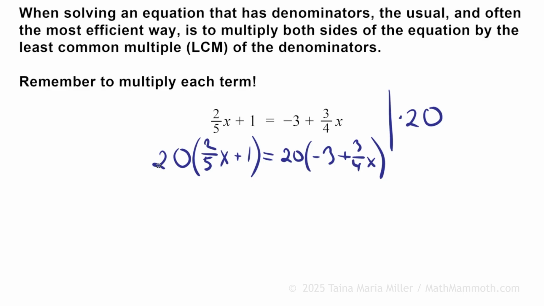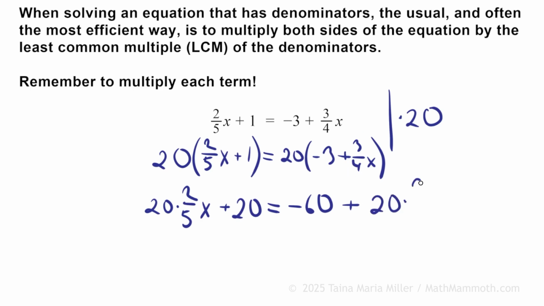And now we simplify here and simplify here separately. So we get 20 times this term and 20 times 1. Again, writing the entire step out in full, 20 times 2/5 times x, and then plus 20 times 1. So I'll write that as 20 times -3, and then 20 times this fractional expression, 20 times 3/4 times x.